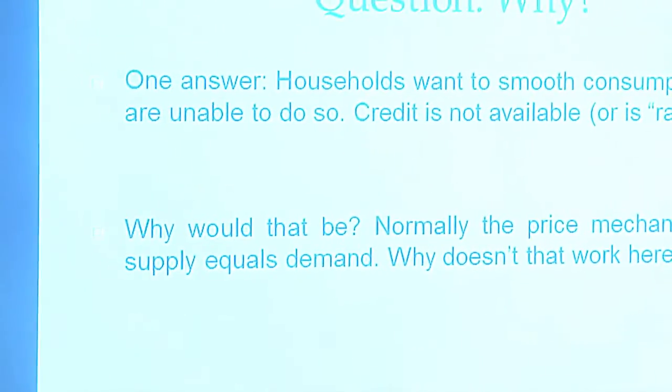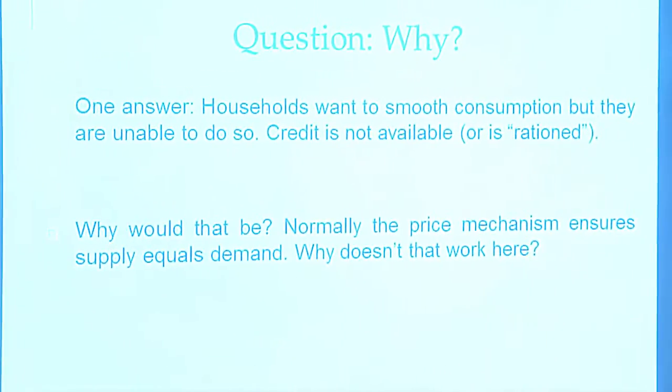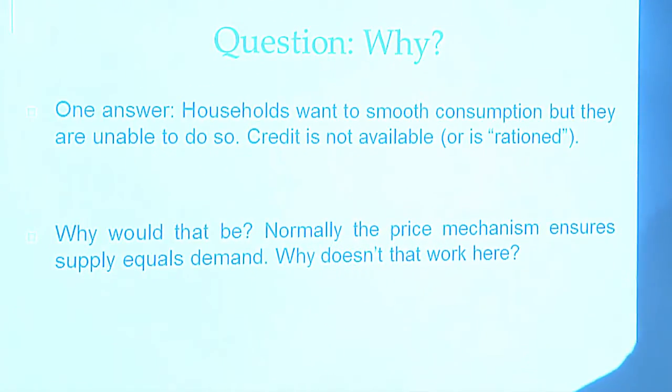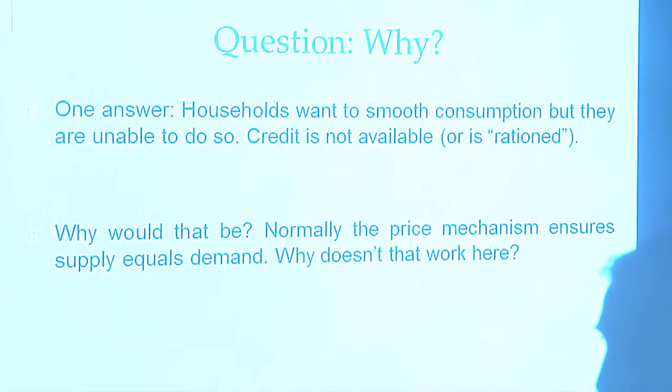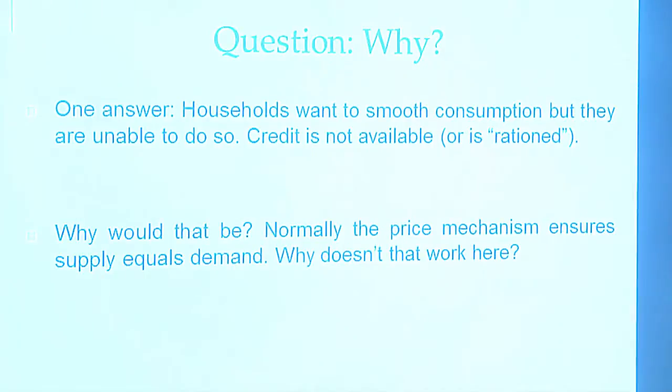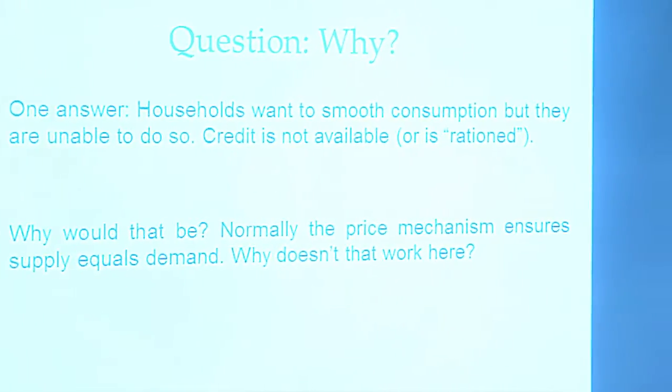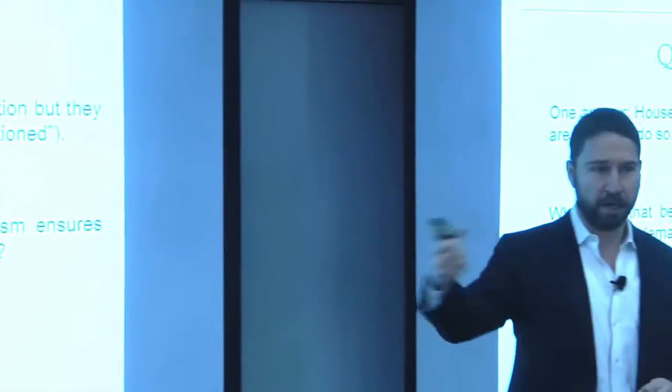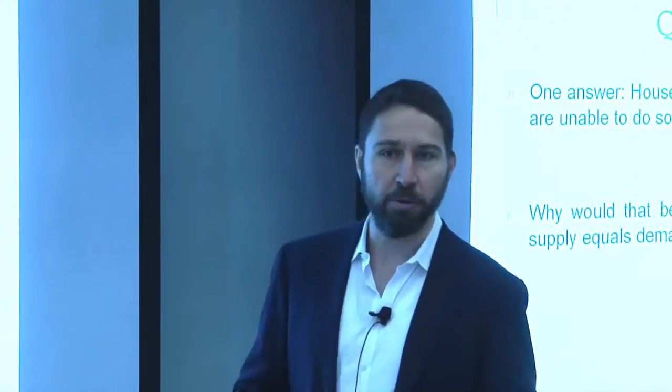Okay, so why would that be? If I have a demand for credit, why wouldn't the market supply that? Normally we would say in economics, well, the price mechanism should always take care of this. It should just be, well, if you really want to borrow, you should just pay a slightly higher interest rate, and the market will supply that credit, and we should have supply equal demand.